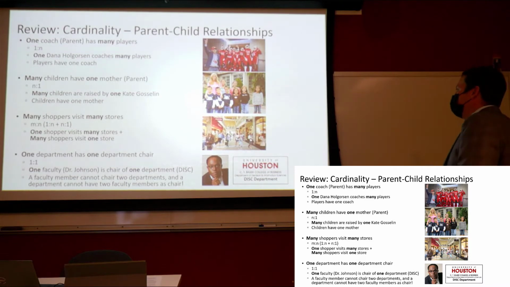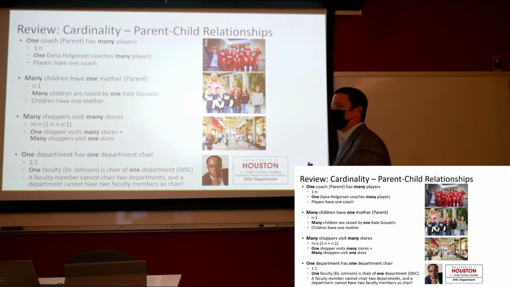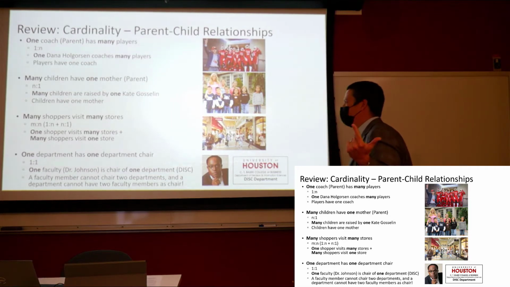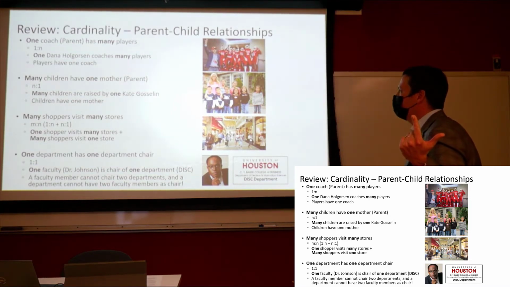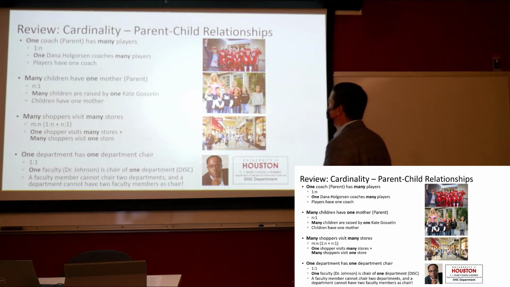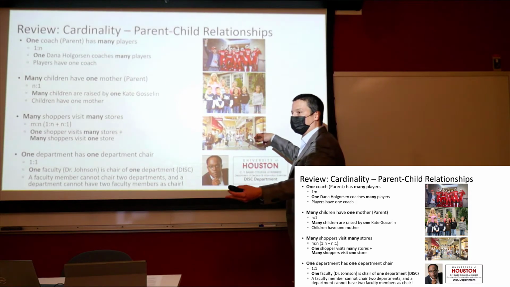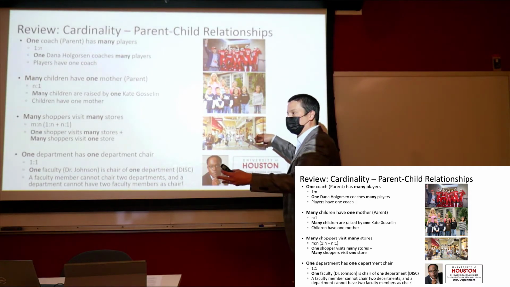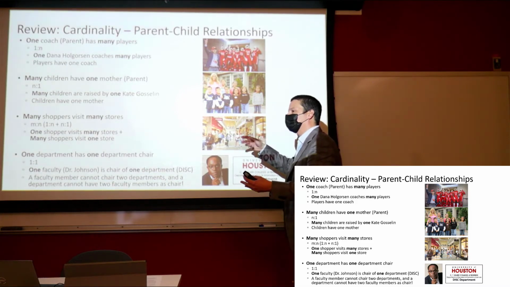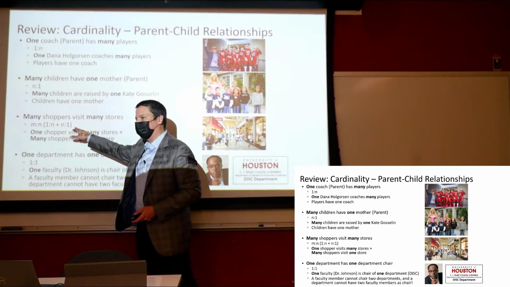So speaking of the characteristics of our relationships, cardinality, we talked about four different types: one-to-many and many-to-one, which are basically the same thing, just working in the two directions. So we have one coach who coaches many players, but a player has just one coach. That's our one-to-many or many-to-one relationship. We have a many-to-many relationship, where many people shop at a store, but a person shops at many stores. Many-to-many is just made up of two one-to-many relationships.